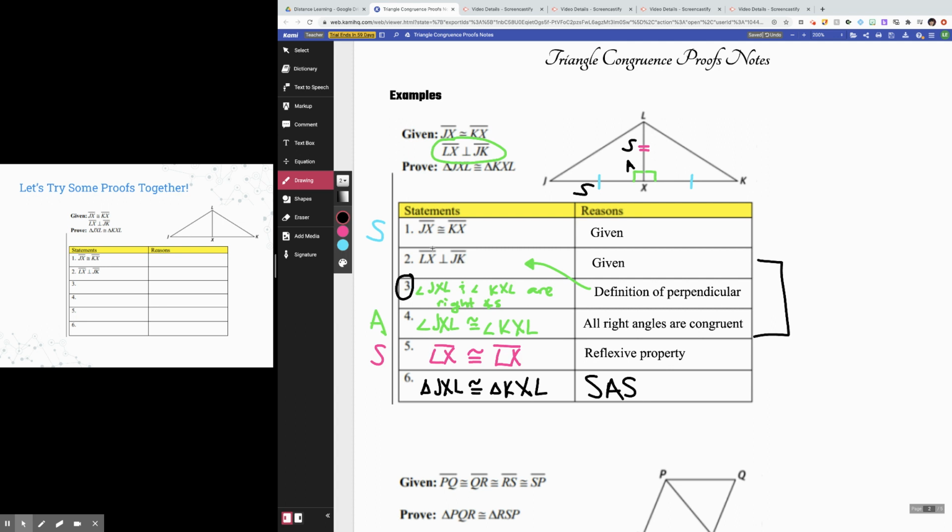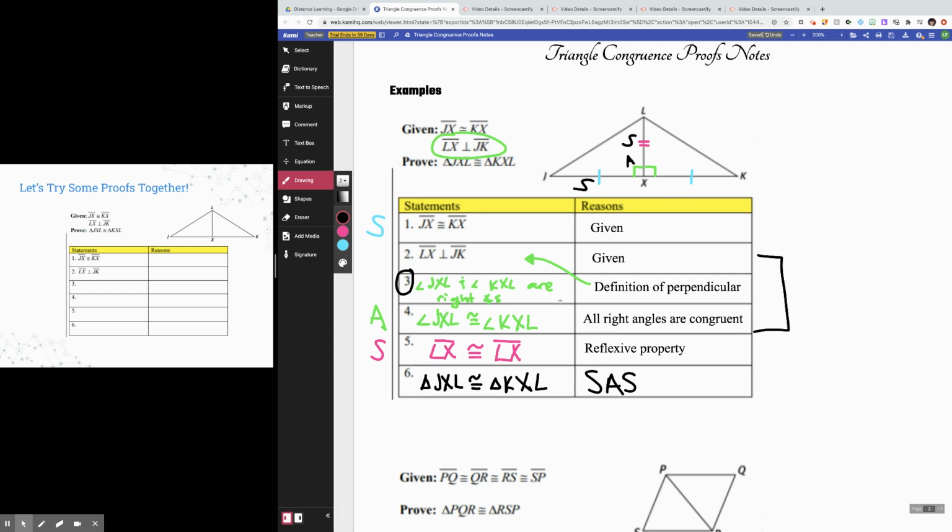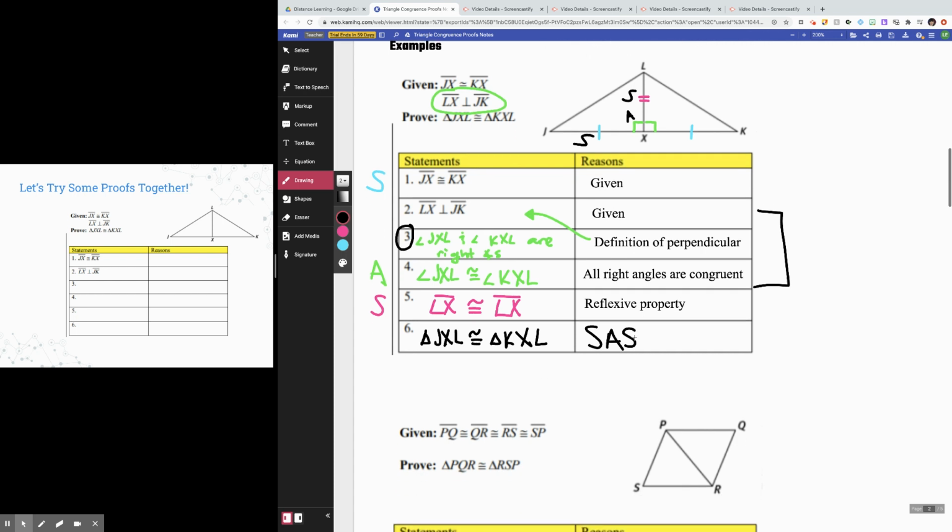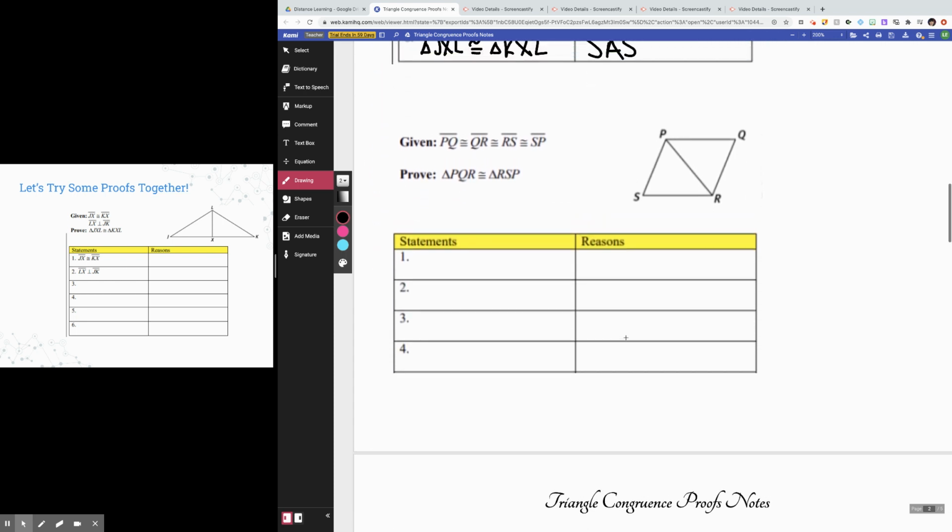I started with perpendicular, so I have to then say that I have right angles, and then after that, you can say that the angles are congruent, right? So it has to be very connected. It has to follow a logical thought pattern, and you can't leave anything out, basically. Okay. All right, so let's look at another one.